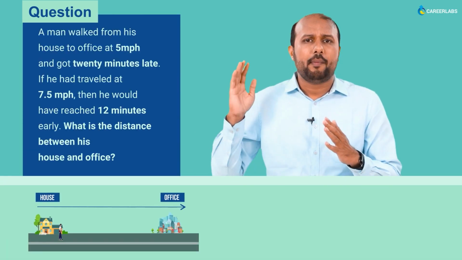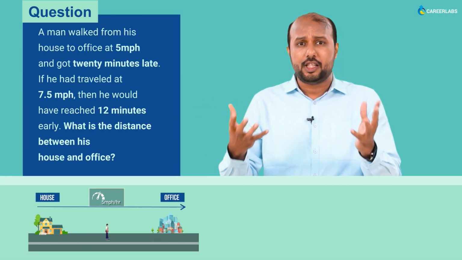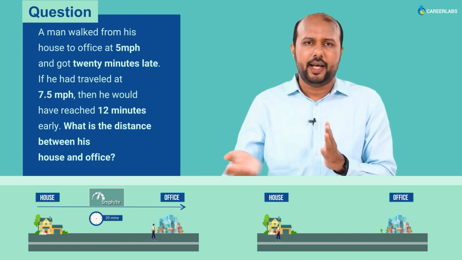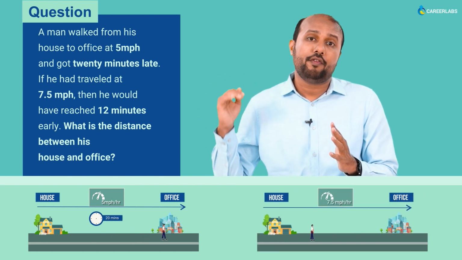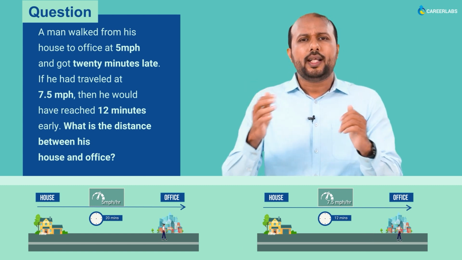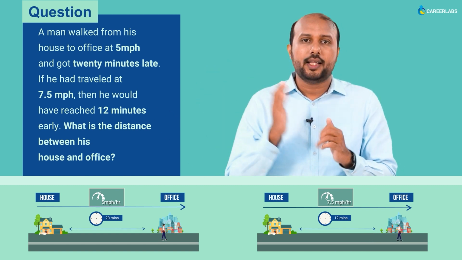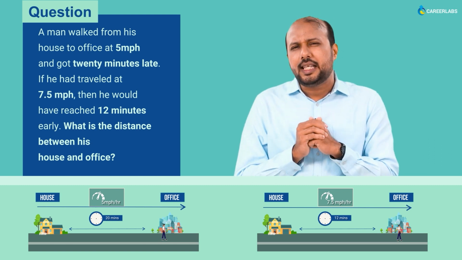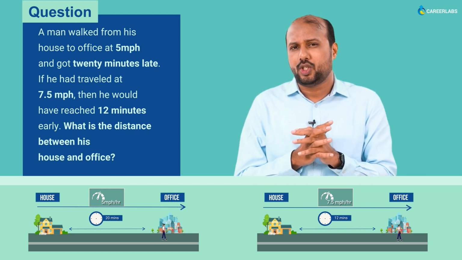Fine, now that we have learnt about inverse proportion, let's solve a question. Here the question reads, a man walked from his house to office at 5 miles per hour and got 20 minutes late. If he had travelled at 7.5 miles per hour, then he would have reached 12 minutes early. What is the distance between his office and the house? Doesn't this seem similar to the first scenario we just saw?